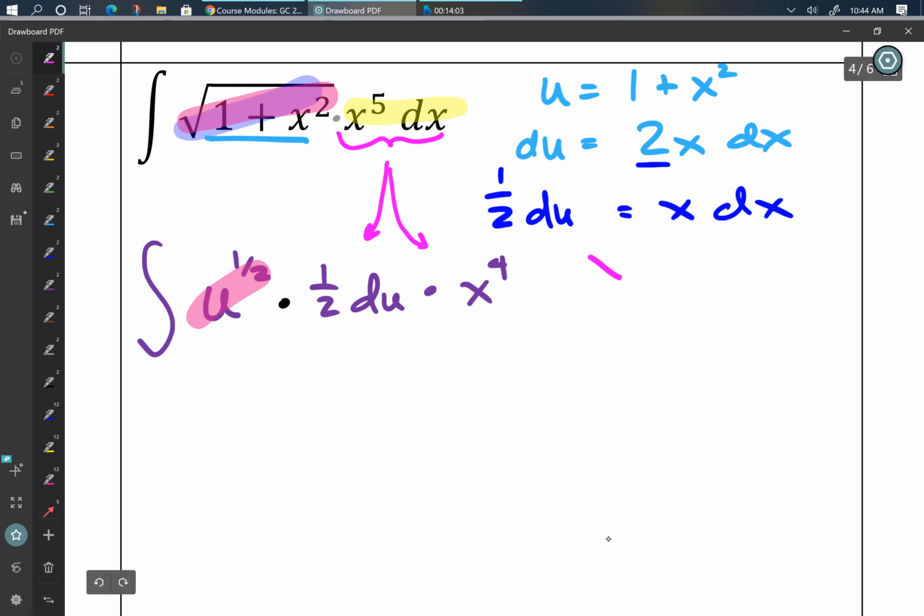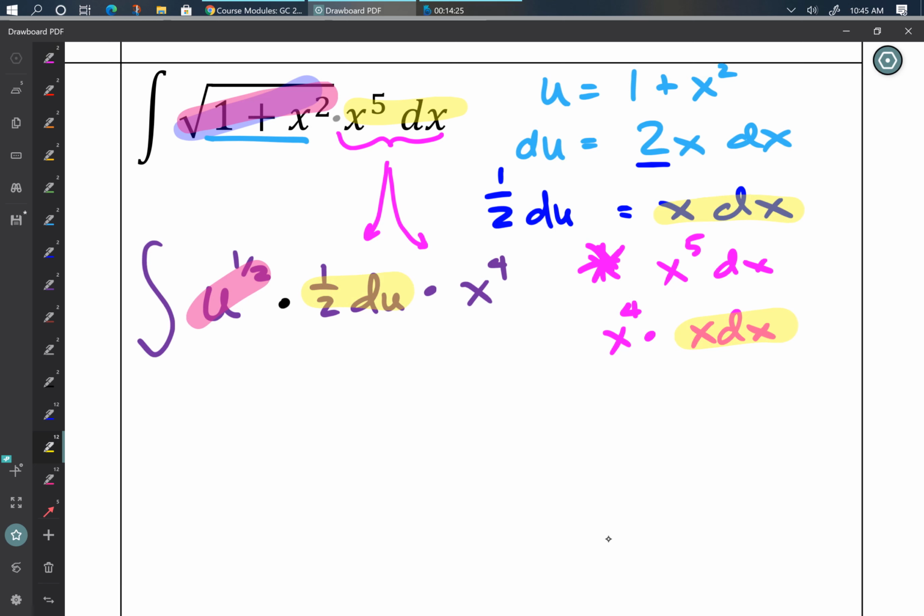As a little bit of scratch work over here to the side, x to the 5th dx is x to the 4th times x dx. I'm just taking algebra and working it here. x dx is 1/2 du. But the x to the 4th is still there. So I have a problem. I have x's still sitting in my substitution problem that I need to make go away.